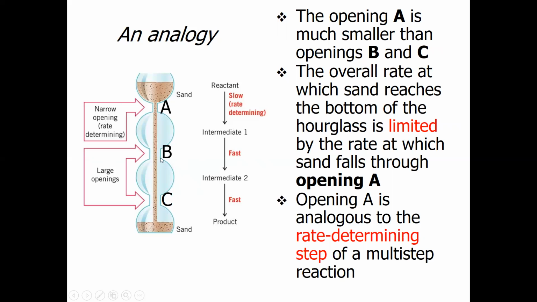Opening B and opening C do not affect the rate of opening A. That's why the whole time depends on opening A. Similarly, in the SN1 reaction, the rate depends only on the rate determining step, which is basically the first step.